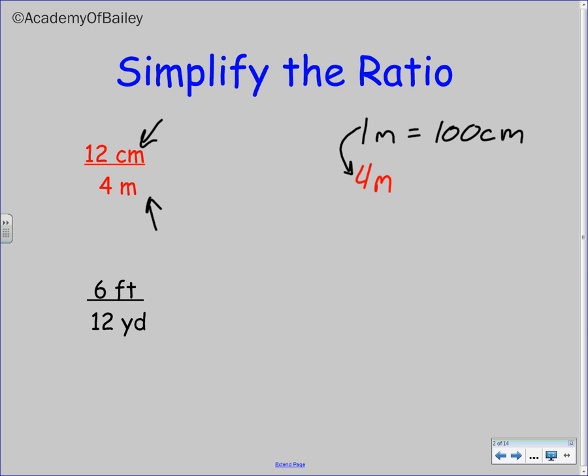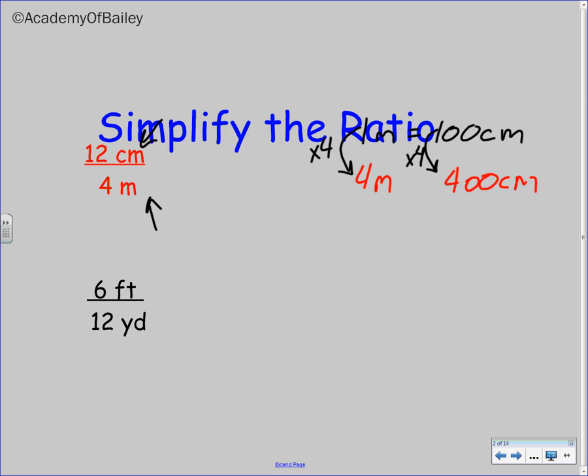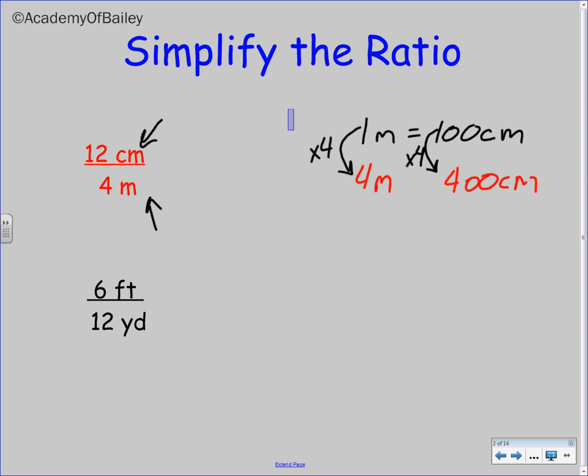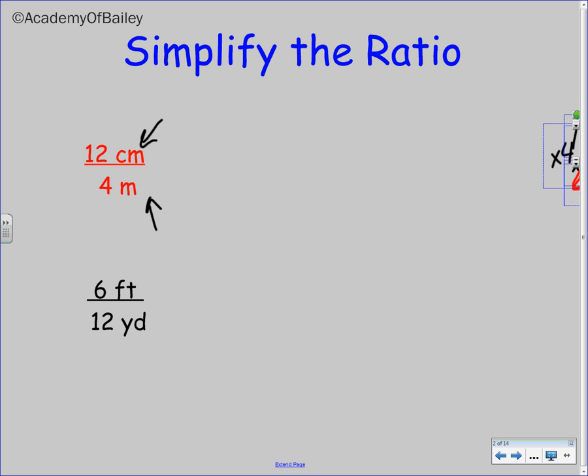So how do you get from 1 to 4? Multiply by 4. So therefore, from 100 to whatever, we're going to multiply by 4. And that should give us 400 centimeters. And since 4 meters is equal to 400 centimeters, we will go ahead and write that here. 4 meters on the bottom is also 400 centimeters.